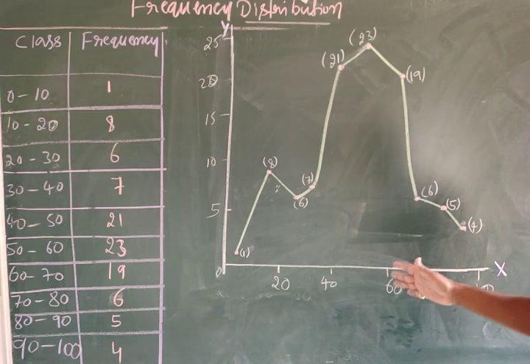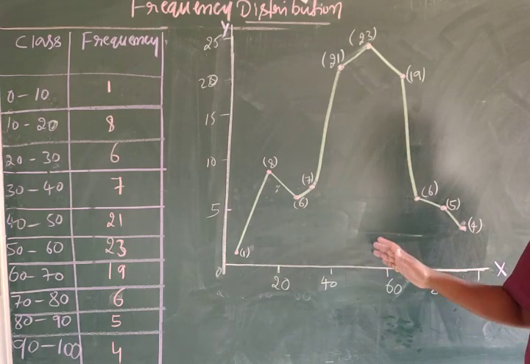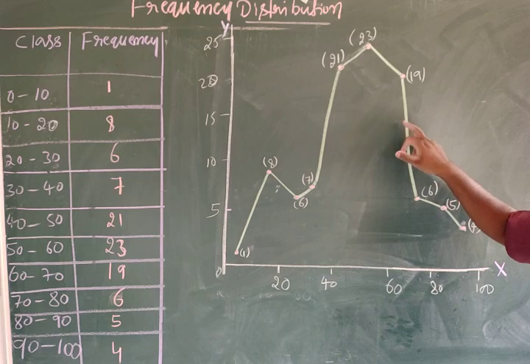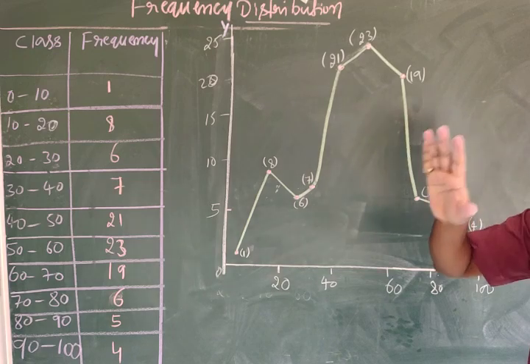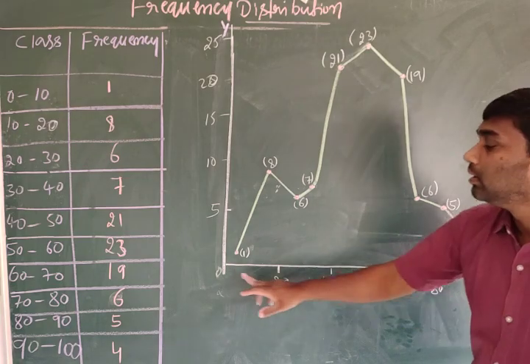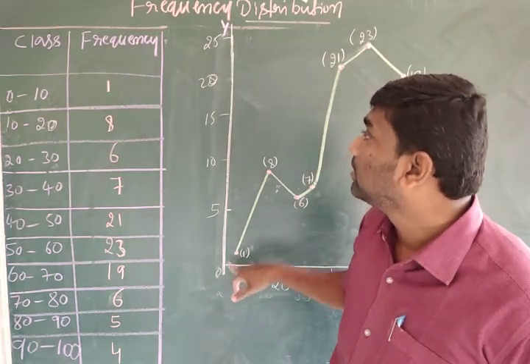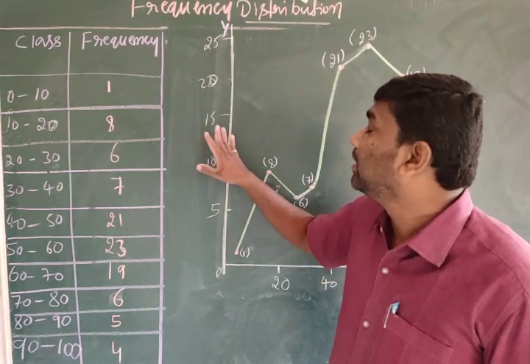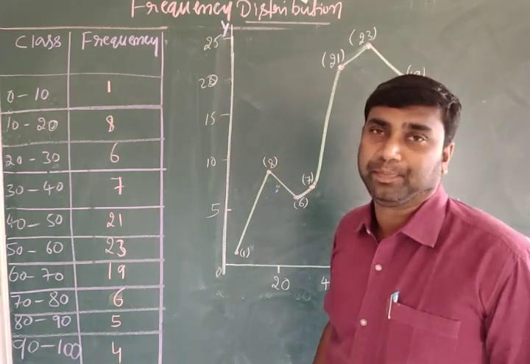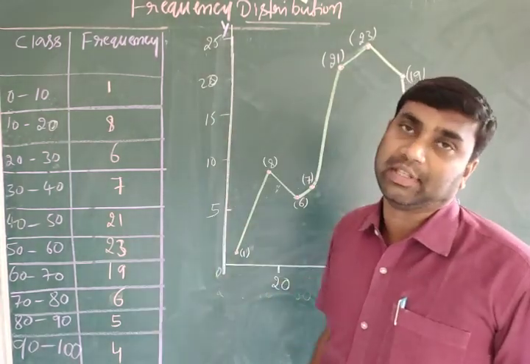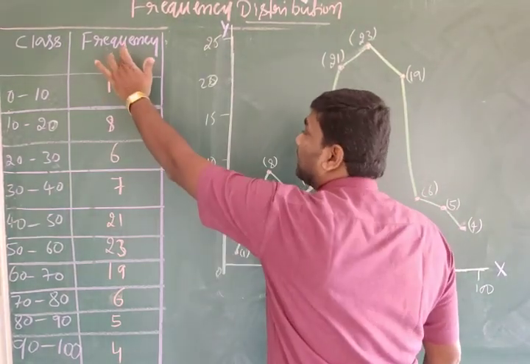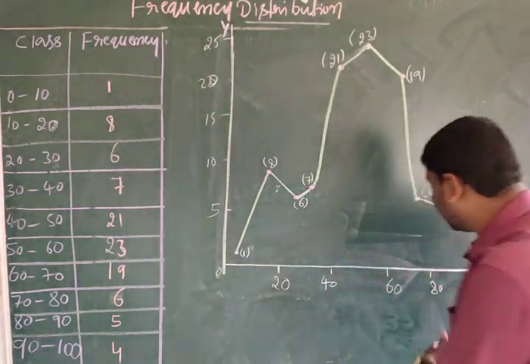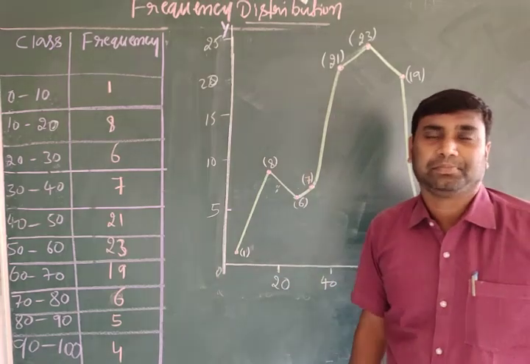This graphical representation explains the frequency distribution. This is the frequency curve, and the frequency curve represents the frequency distribution. This is the OY axis. It measures the frequency. On the OY axis we measure the frequency, and on the OX axis we measure the classes.